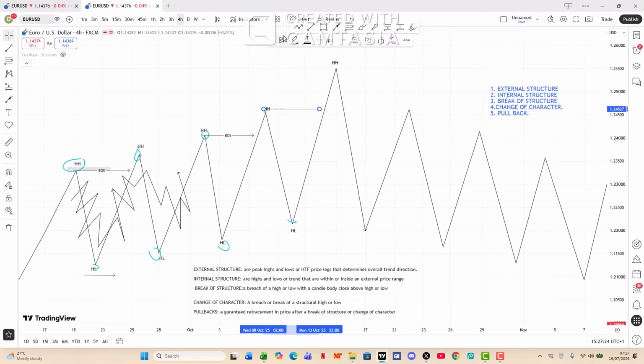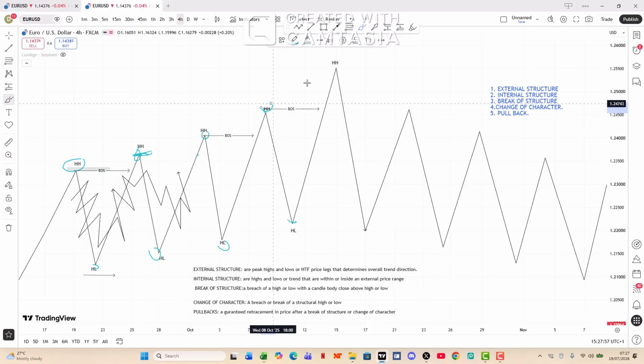This is also a break of structure. All right, so like that. It's a breach of a high or low with a candle body close above a high or a low. So a breach of this high and a candle body close above this high is a break of structure. A breach of this high also, if a candle closes above it, is a break of structure.